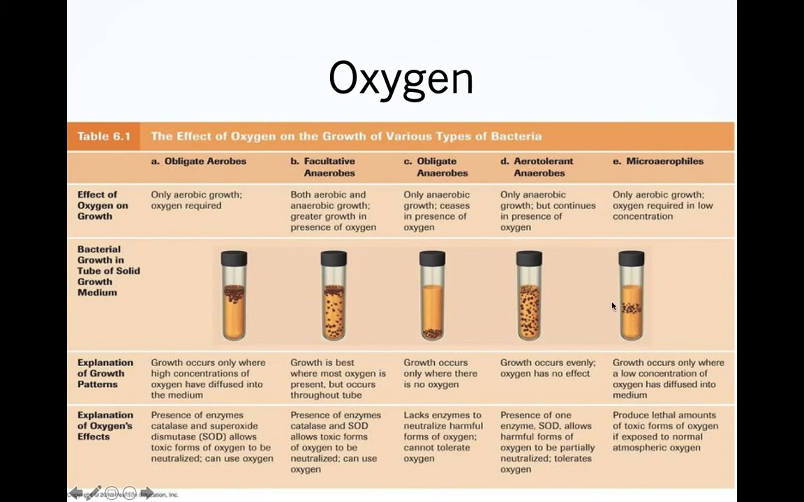And that's how you figure out what type of oxygen affiliation your brand new organism has. You put it in a test tube of nutrient gel, nutrient agar, with a cap on top and let it incubate. And then come back and look at how the bacteria have grown and where they're living throughout the test tube.